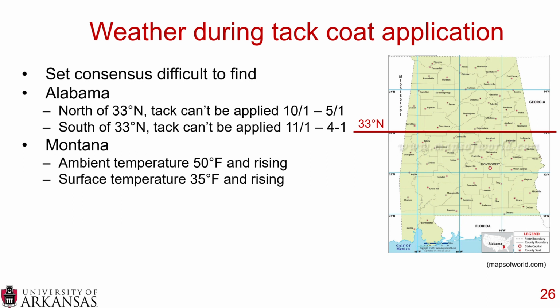Montana, the ambient temperature must be 50 degrees Fahrenheit and rising, and the surface temperature must be 35 degrees Fahrenheit and rising. So it's kind of interesting here, the difference between ambient or air temperature and surface temperature.